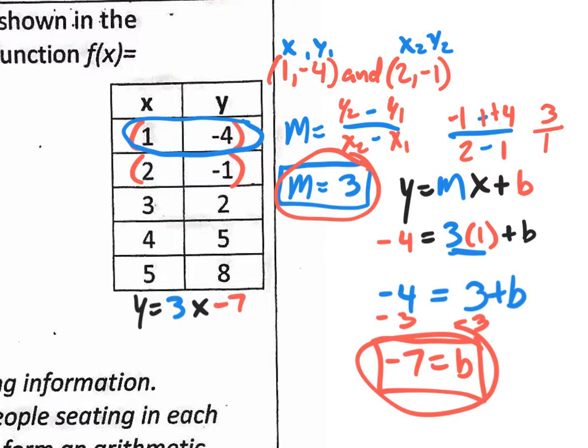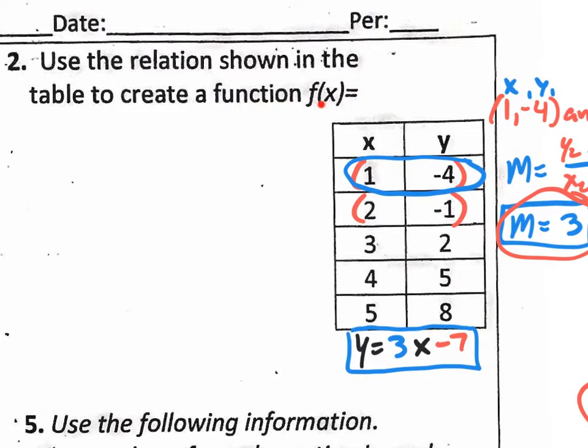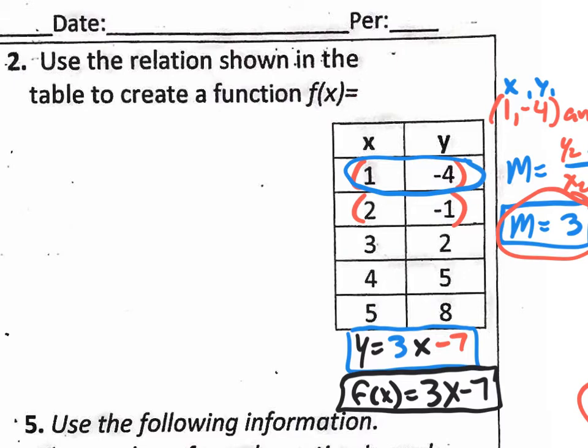But if you look for this answer on the multiple choice test, you're not going to find it. The reason why is up here it says you want it to be in function notation f of x. So instead of y, all you have to do is replace it with f of x. It's the same thing as y. f of x equals 3x minus 7. This is the correct final answer that you're supposed to have on number 2.